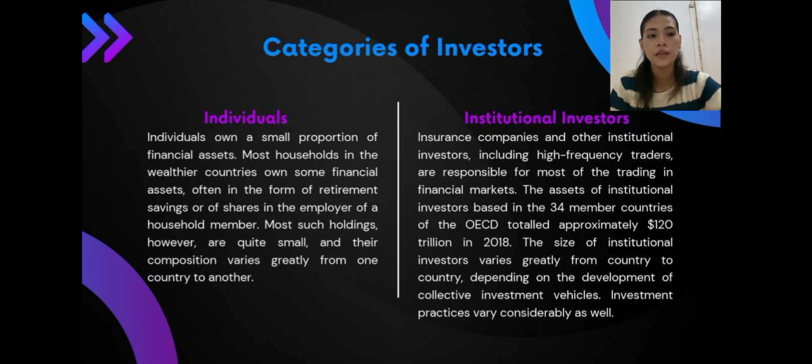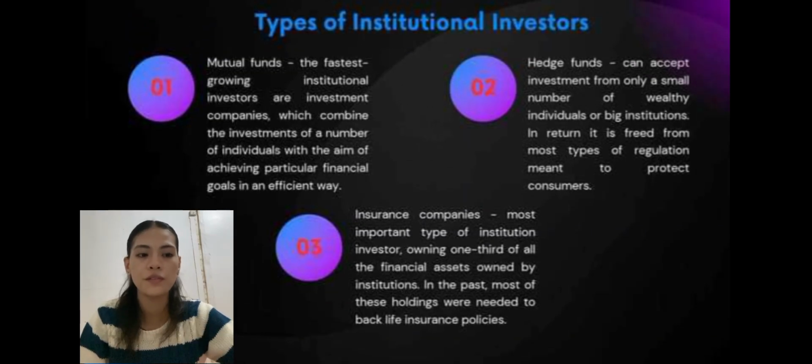To put it simply, individual investors are individuals investing on their own behalf and are also called retail investors, while institutional investors are large firms that invest money on behalf of others, and the group includes large organizations with professional analysts. So now we have here the 5 types of institutional investors.